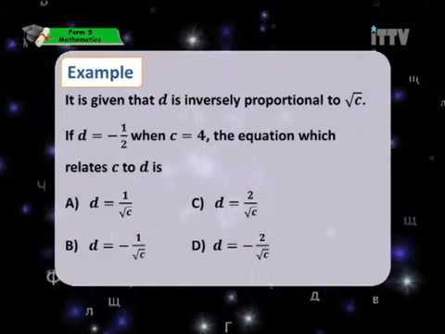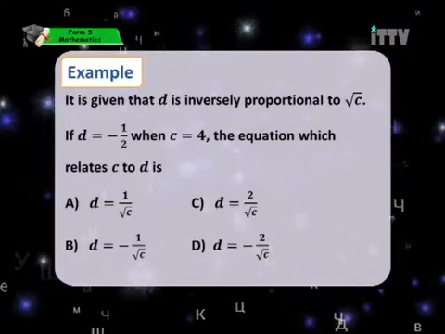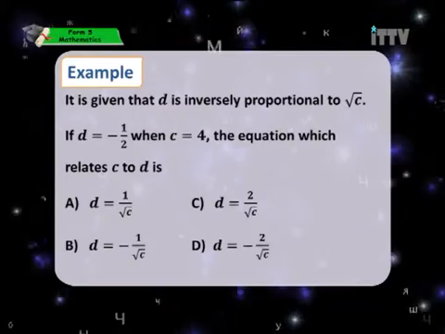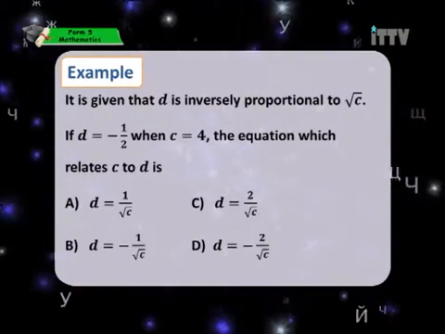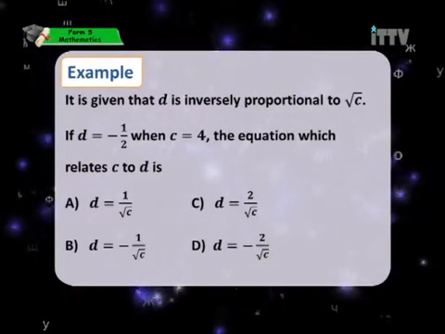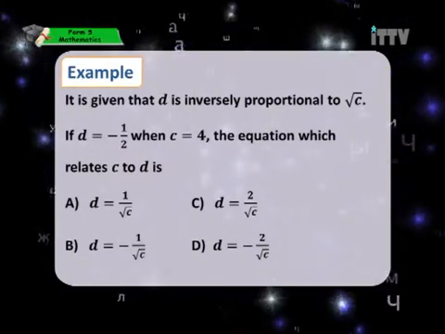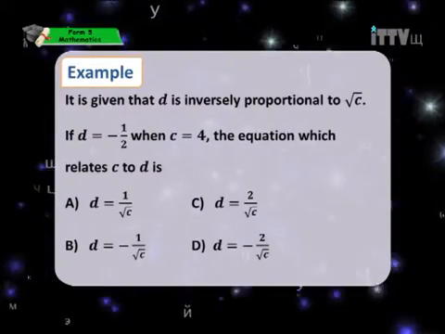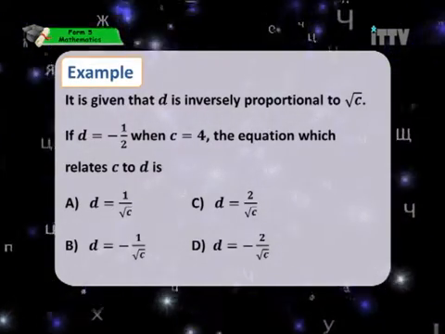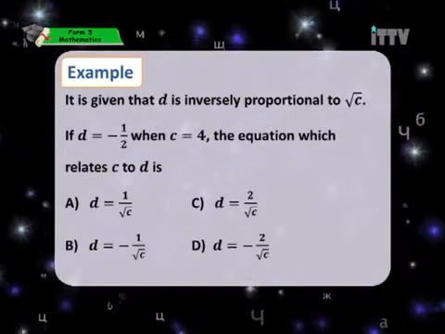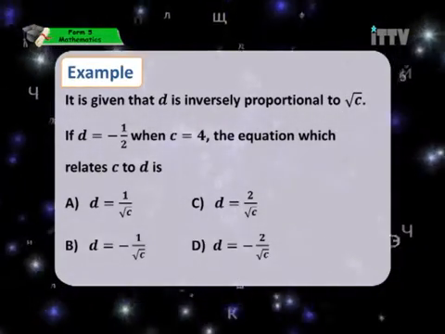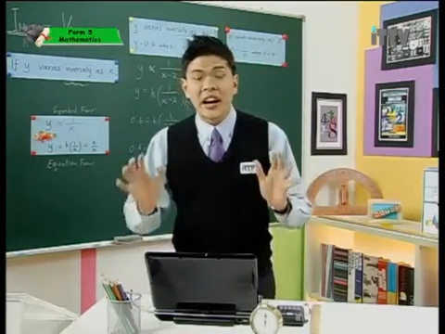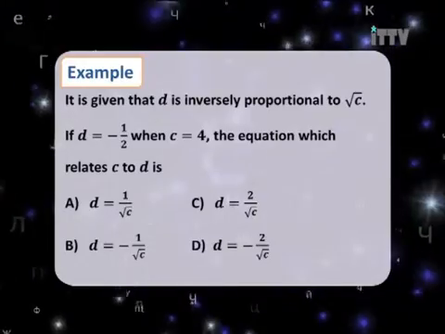Alright, next example. It is given that D is inversely proportional to square root c. If D equals negative half when c equals 4, the equation which relates c to D is A, D equals 1 over square root c. B, D equals negative 1 over square root c. C, D equals 2 over square root c. Or D, D equals negative 2 over square root c. Alright guys, what is the right answer? Let's go to the board.